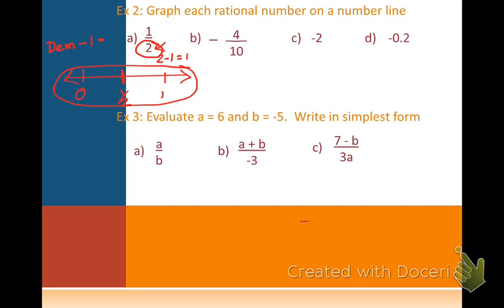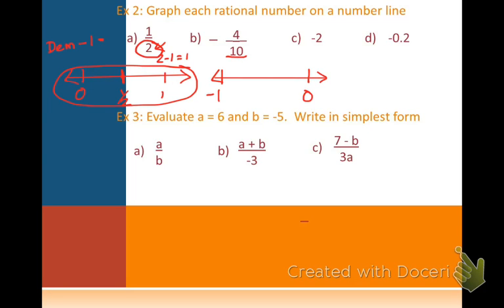Okay, so let's try it on B. You have your line. And negative 4/10 is between, this time, 0 and negative 1. And we need to find out how many lines we need to put between 0 and negative 1.